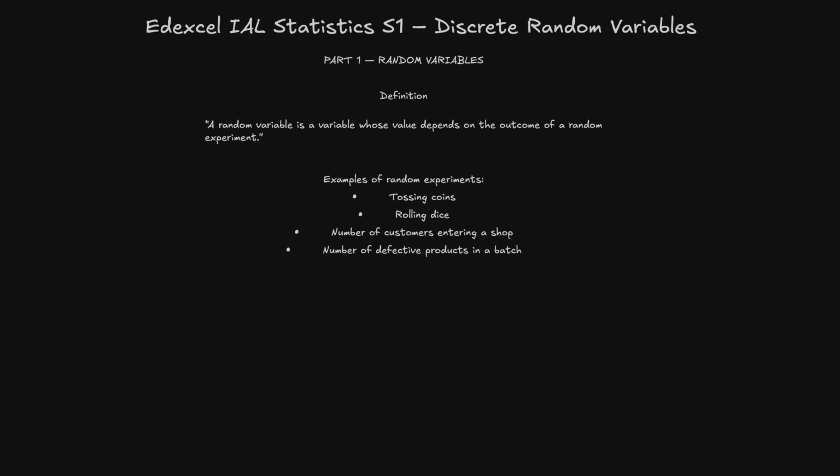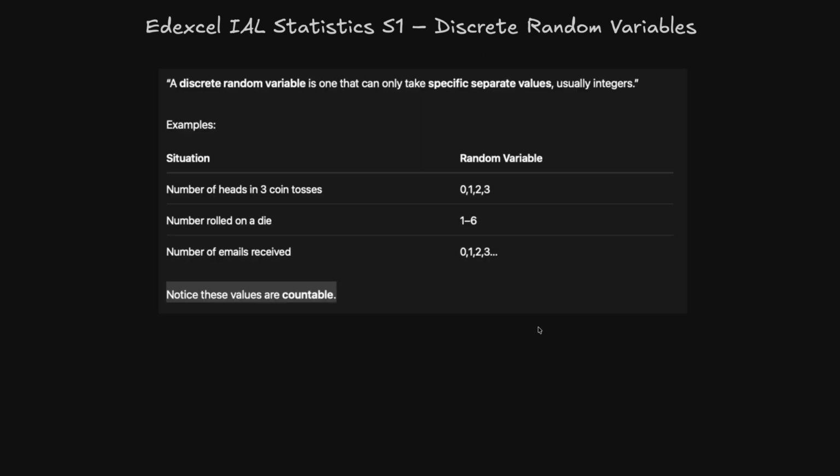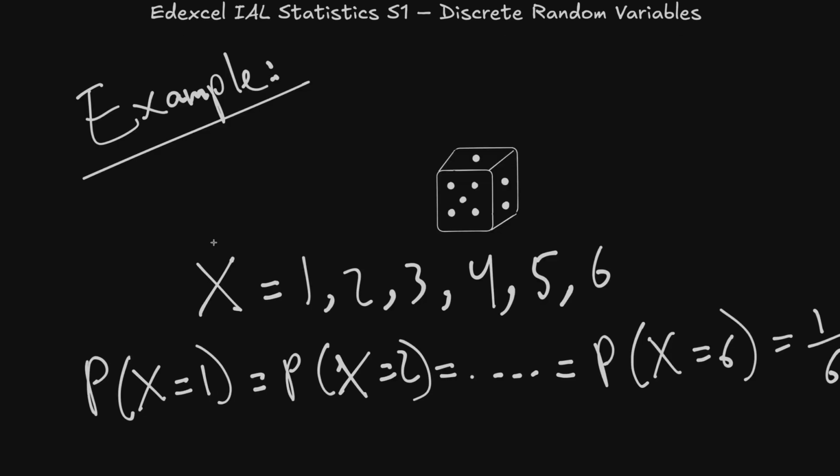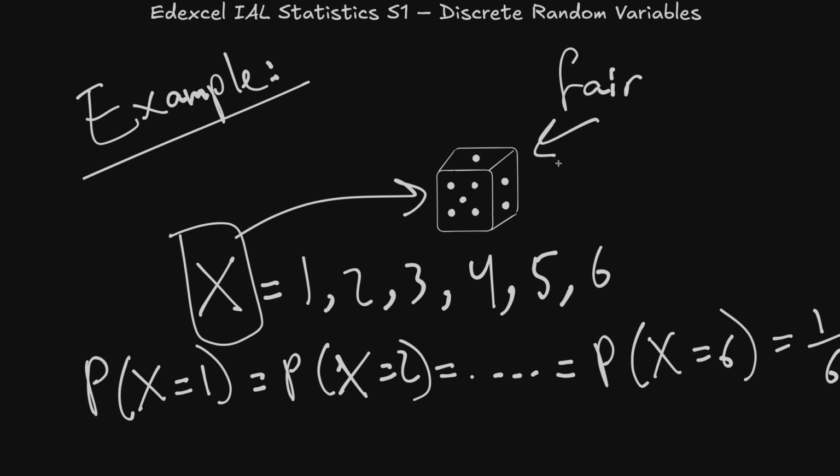Random variables are variables whose value depends on the outcome of a random experiment, such as tossing coins and rolling dice. Now, discrete random variables are random variables that can only take specific separate values, usually integers, meaning full numbers, not decimals. For example, if a fair die is rolled only once, let X be the number shown on its face. X has 6 possible values, 1 through 6, and the probability of each value being shown on the face is equal, all of them equal to 1 over 6. And this is because this die is fair.